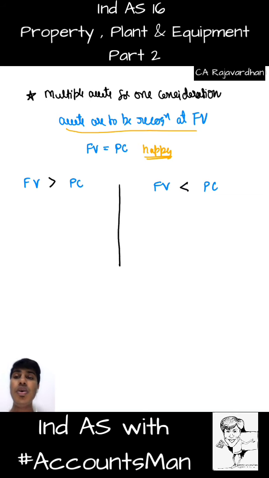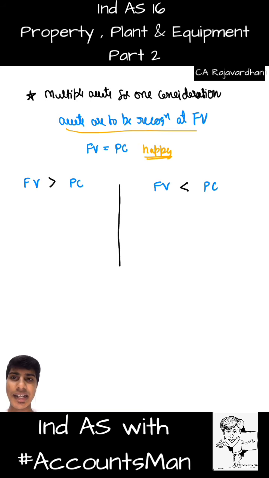What to do if my fair value is greater than purchase consideration? Can you record the assets still at fair value? No. Then we cannot record the assets higher than purchase consideration. Like there is an asset which you paid 100 rupees to get, but you expect the value of the asset to be 110. Can you record the asset at 110?